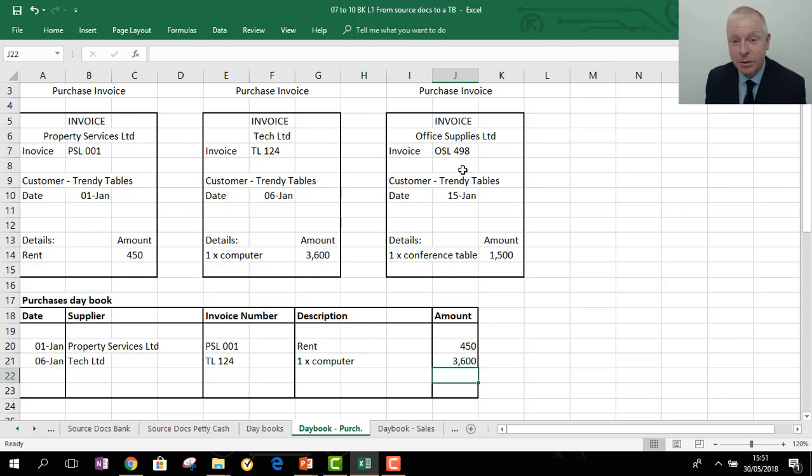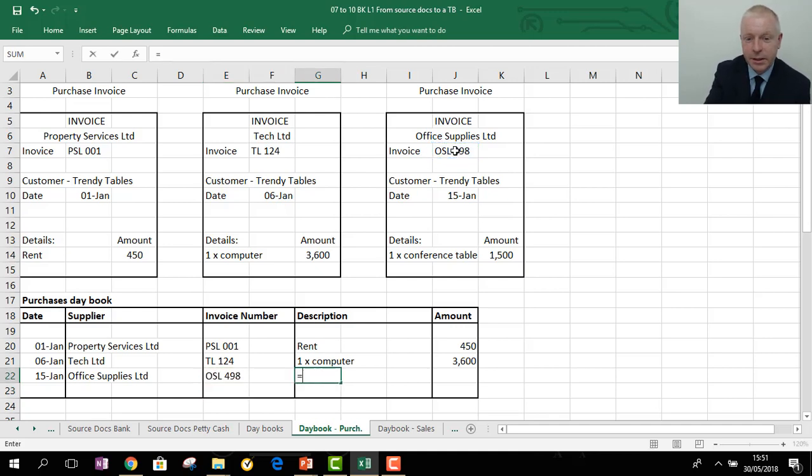So we finish off the last one, which is we just need to get the date of the particular invoice. So it's the 15th of January, as we can see there. The name of the company who supplied it is Office Supplies Limited. So I just take that information there. And I just need the invoice. Click on the invoice number. So there we go there.